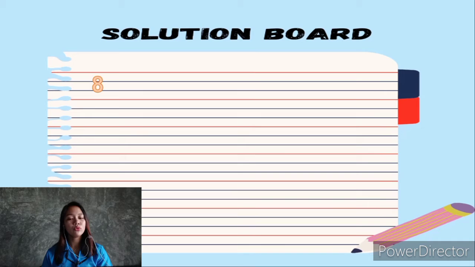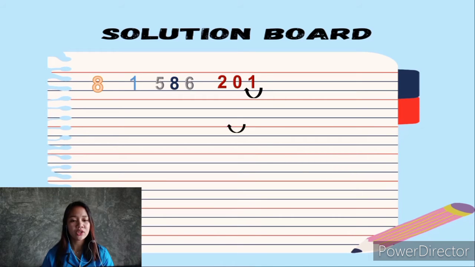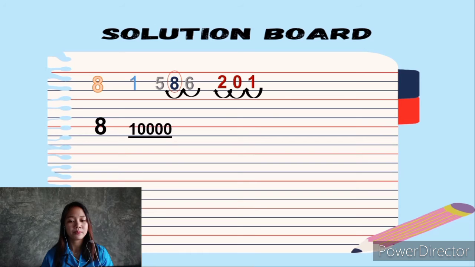So, kailangan natin kunin yung place value ng 8 in the number 1,586,201. So, mag-start tayo from right to left. So, 1 is ones, 0 is tens, 2 is 100, 6 is 1,000, and 8 is 10,000. So, ang place value ng 8 is 10,000.